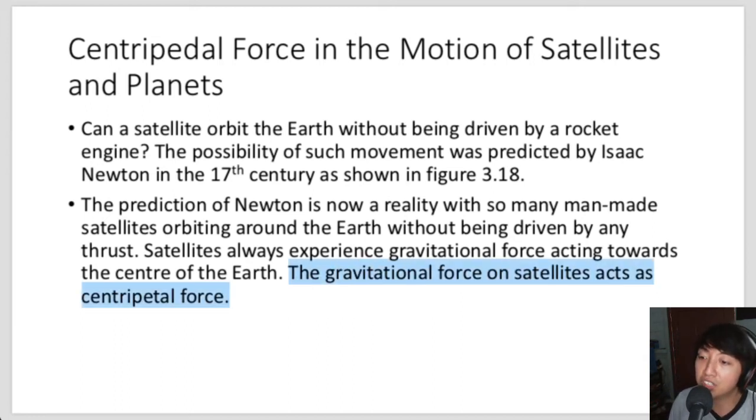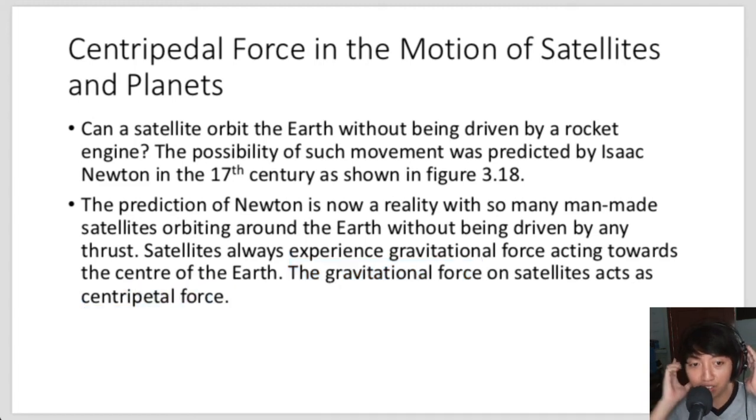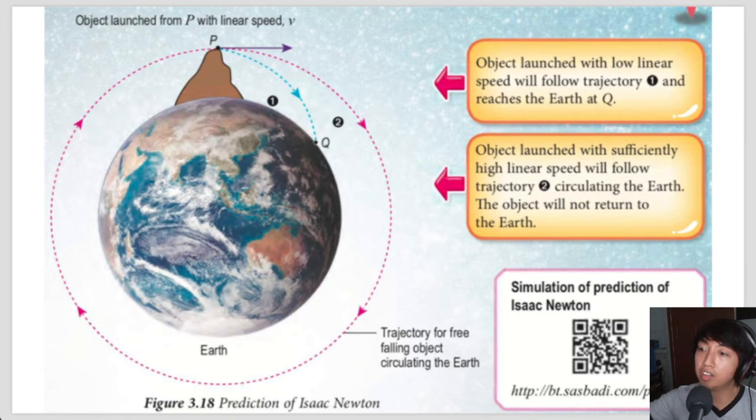Where we use the gravitational force as the centripetal force. So instead of using a string, we just use gravity to keep the satellite towards the Earth. Right, so this is the picture in your textbook. If you launch it at just the right speed and at just the right height and at just the right angle, then you will find that it will circle.